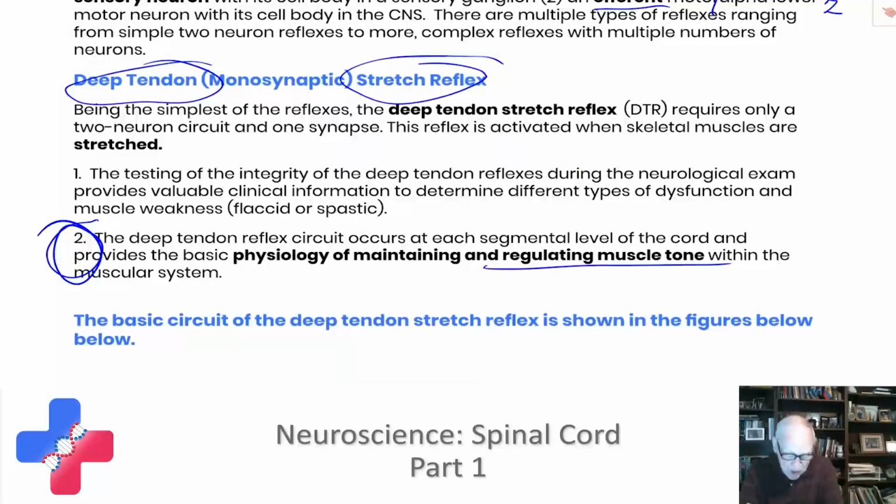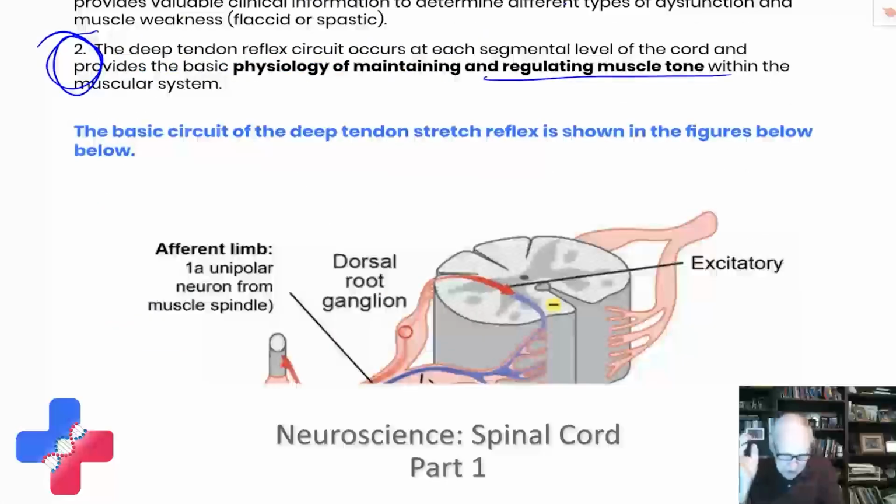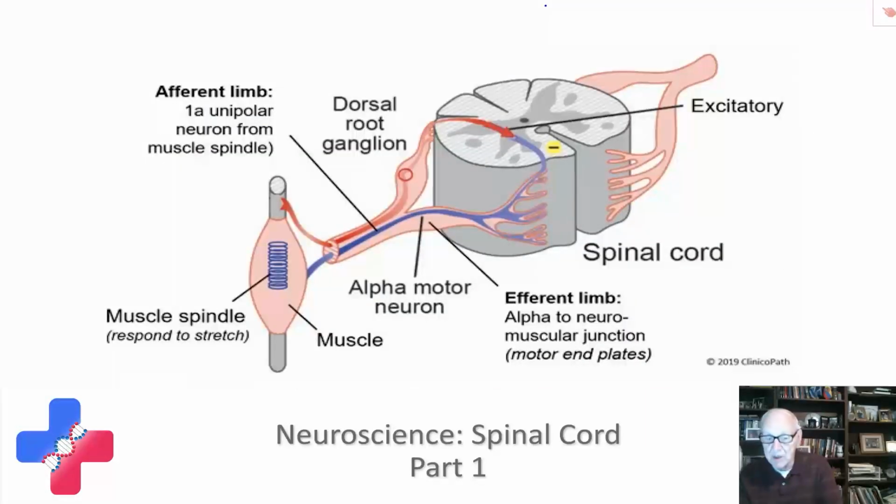So again, not only is it a useful tool for you or the patient sitting in front of you to do a simple reflex testing to see what kind of response you have to help you determine upper versus lower, but it's also this very important physiological role of regulating muscle tone. Now, the thing about the reflexes is, again, this is the deep tendon reflex. This is the simplest. And here's the circuit for it.